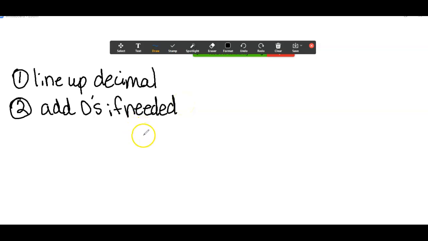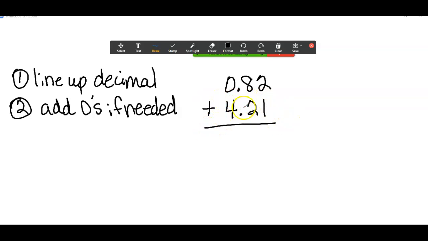The first problem that I'm going to do is 82 hundredths plus 4 and 21 hundredths. Again, I like to put that decimal there right away because it doesn't do me good if I add these and forget my decimal and have a whole number answer, because then it's wrong. So 2 plus 1 is 3. 8 plus 2 is 10. So I regroup. 1, 0, and 4 is 5. And there you are, 5 and 3 hundredths.